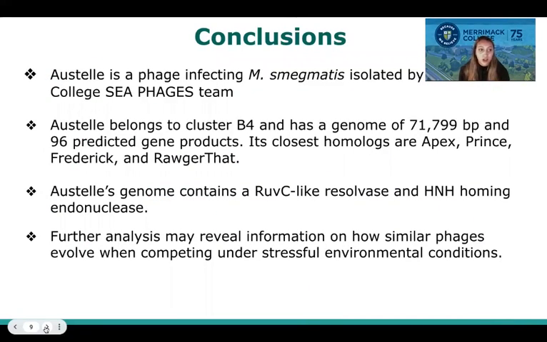In conclusion, Austelle is a phage infecting Mycobacterium smegmatis, isolated by the Merrimack College phages team. Austelle belongs to cluster B4 and has a genome of 71,799 base pairs and 96 predicted gene products. Its closest homologs are Apex, Prince, Frederick, and Rogerthat. Austelle's genome contains a RuvC-like resolvase and an HNH homing endonuclease. Further analysis may reveal information on how similar phages evolve when competing under stressful environmental conditions.